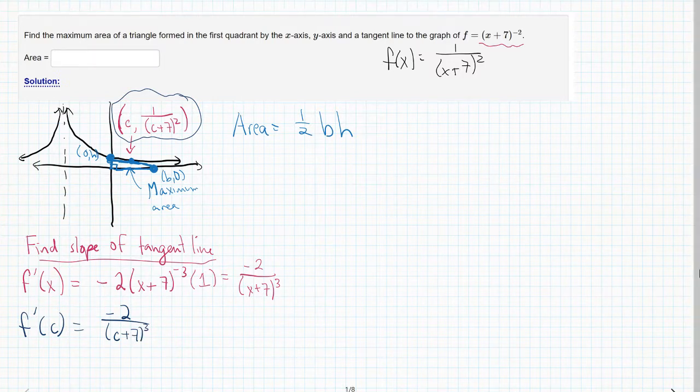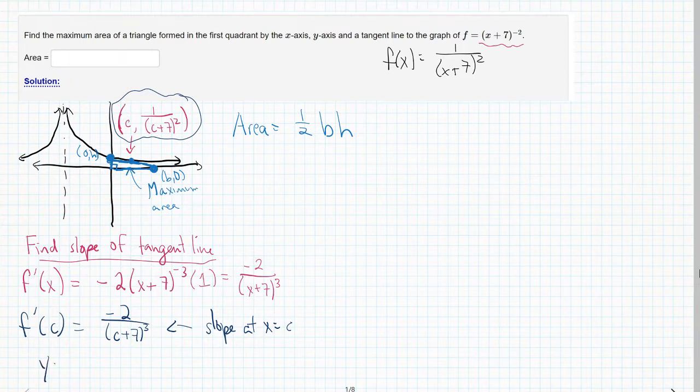Okay, well if that's the case, then this should be the slope at x equals c. And I should write slope of tangent line, but we write find slope of tangent line, so hopefully you get the gist there. So now what that means is we can use the point slope formula.